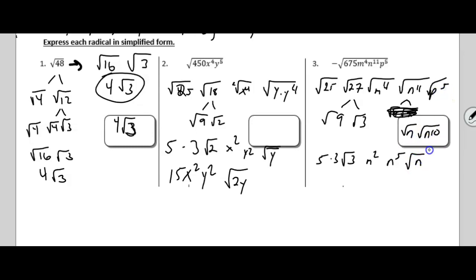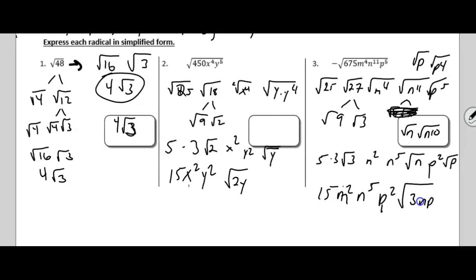And then finally, p to the 5th. Again, we can do the same thing with p to the 5th. We can go square root of p times the square root of p to the 4th, because that's 5 p's right there, or p to the 5th. Remember, cut that 4 in half. The square root of p to the 4th is p squared, and then square root of p. So now just combine like terms. 5 times 3 is 15, m squared, n to the 5th, p squared, and then put your radical. And we have radical 3np.